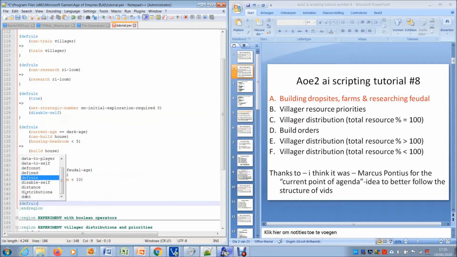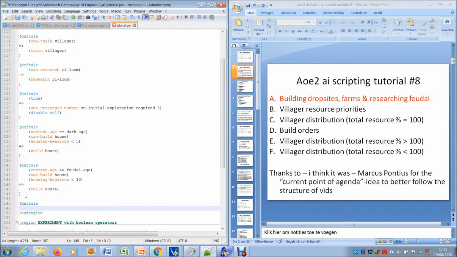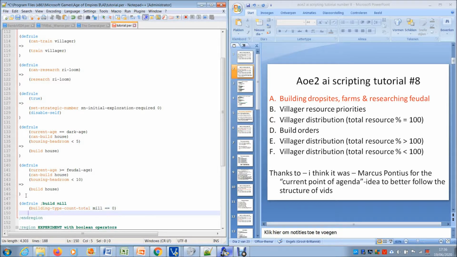First drop site that we may need is a mill. So build a mill. What do we need to check? Building type count total mill equals 0. Also resource found food.